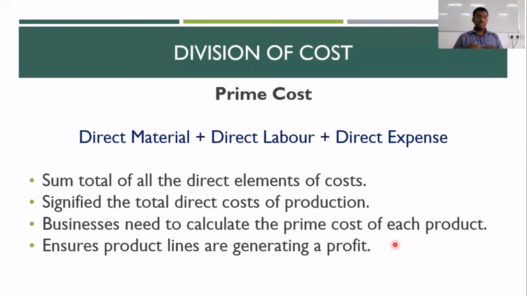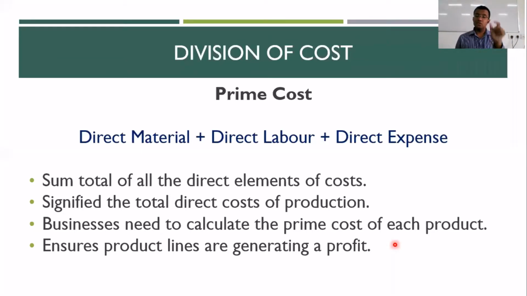Now, I'll touch upon division of cost once again. The first division of cost that we'll be touching upon is the prime cost. Prime cost is the sum total of direct material, direct labor, direct expenses. So you add all this together, you will get prime cost. But what does your prime cost signify? Let's say the prime cost of your production process is, let's say, 50,000. What does that signify?